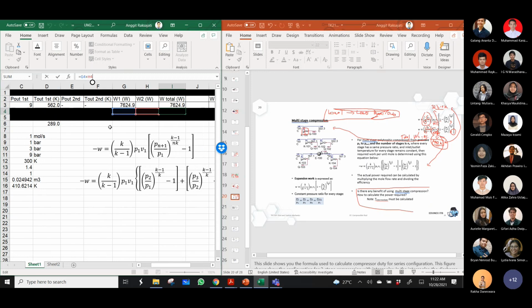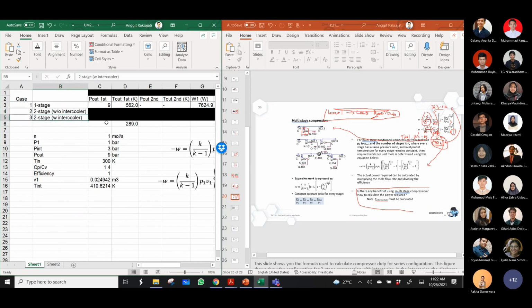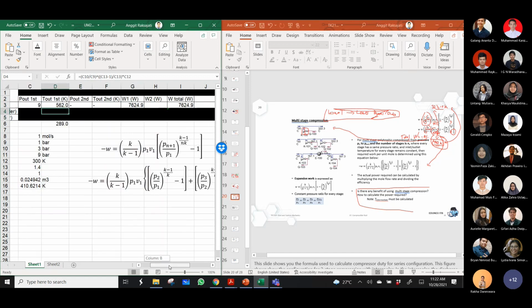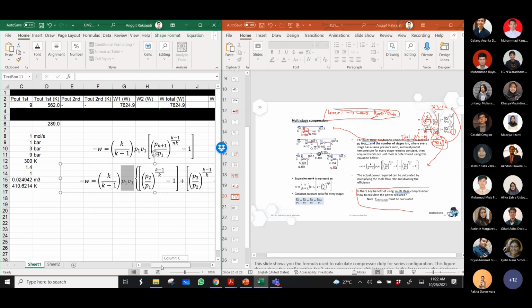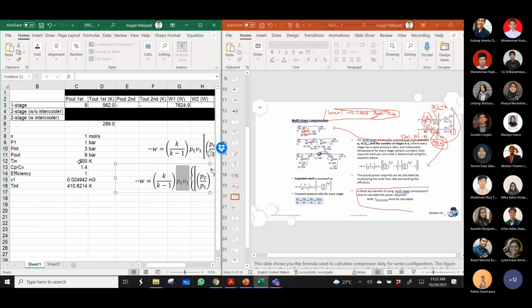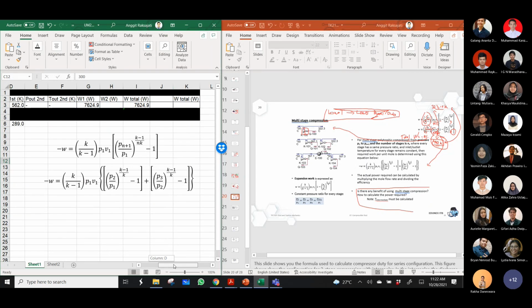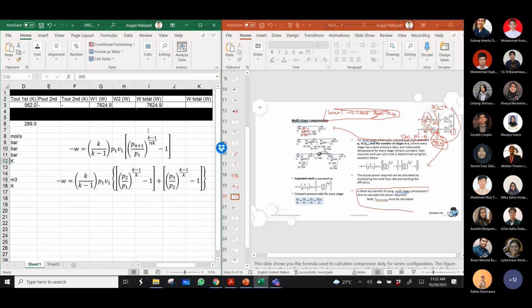And for the two stage with intercooler, you can directly use this formula. Why? Because you already made sure that the pressure ratio is the same, 1 to 3 and then 3 to 9, and you already made sure as well that the temperature for both stages is the same, which is 300 Kelvin. So that's the last stage of the calculation, or your homework.